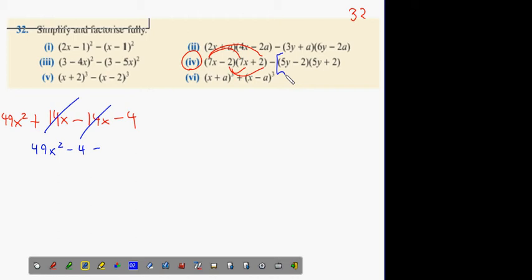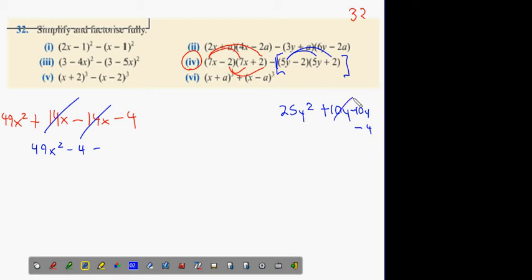Okay? And then take away. We've got to do this first. What number is present in here? There's a minus 1 in there. But we're going to multiply it out first. 5y times 5y, 25y squared. 5y by plus 2, 10y. Minus 2 by 5y, minus 10y. And then minus 2 by plus 2, minus 4. Okay, so it's minus 4.